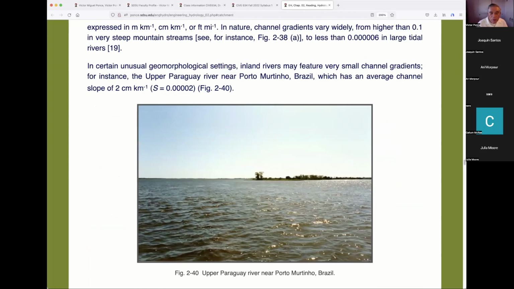In certain unusual geomorphological settings, inland rivers may feature very small channel gradients. For instance, the upper Paraguay River near Puerto Murtinho, which has an average channel slope of 2 centimeters per kilometer. This is about as low as it does get. Although in our book we have documented values a third of that, but those were in connection with large tidal rivers, that is, rivers that are next to the ocean. Since the ocean imposes a very huge boundary condition, that is not really a river. It's already an estuary.